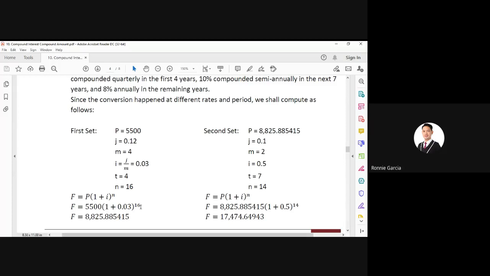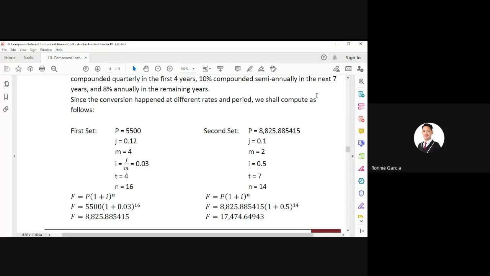8,825.885415. Kung unsa ang gipakita sa calculator, mao to akong gigamit pod kay again we are talking about accounting here. So accountable ta kung naay mawala nga mga sentavo. Nakuha ba ni 8,825.885415? Nakuha, sir. Very good. Didto magsugod imong second set.